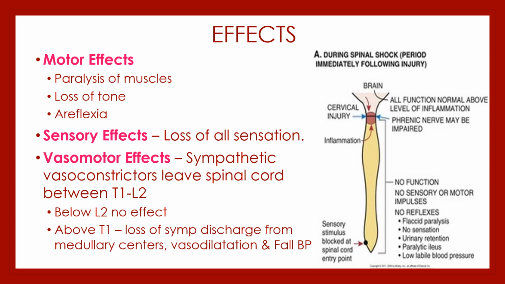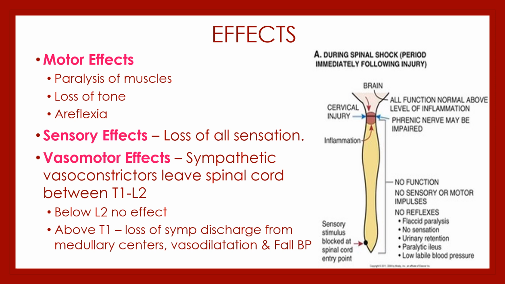Vasomotor effects. Sympathetic vasoconstrictor fibers leave the spinal cord between T1 and L2. Depending upon the site of the injury, the lesions differ. When there is injury below the L2 segment, it will not produce any effect. There may be some little fall in the blood pressure. Other than that, there will not be any effect.